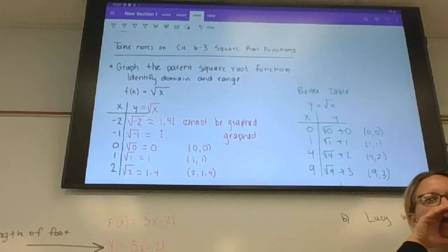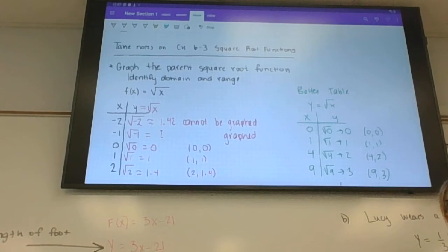I have a lot to tell you in the next few minutes, so moving into chapter 6-3, square root functions. You do not have to copy all of this. This is not for copying down in a busy way. We want to be able to graph a square root function and identify domain and range.